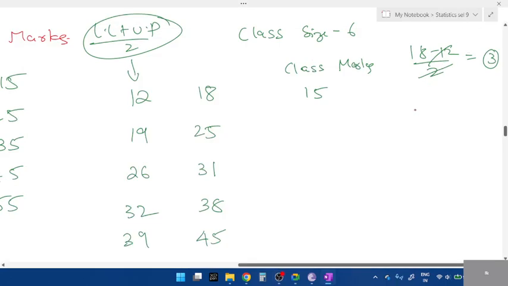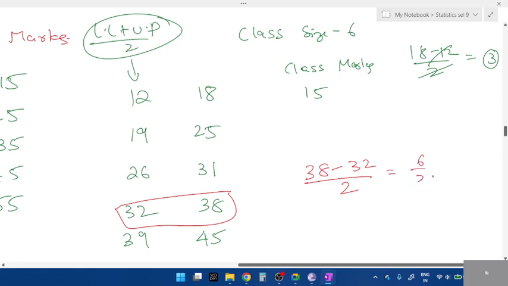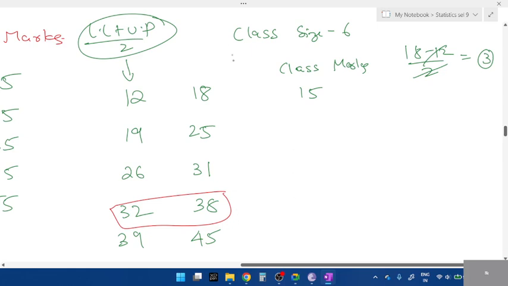How did we get 3? You take any value, you're getting the same. See, you take even this. What is 38 minus 32? Aren't we getting the same? Same class marks, same difference, 3. And after getting the 3, what do you have to do? All the lower limits. You get 15, 22, 29, 35, and 42.